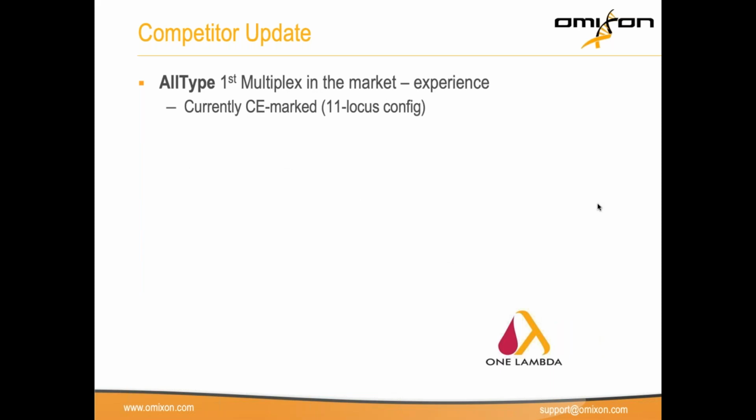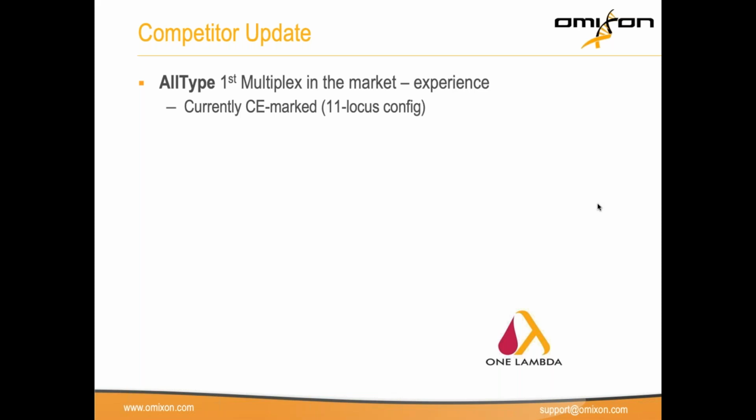Moving on to One Lambda. OmniType was the very first multiplex product in the market, which means that the company has a lot of experience with it. They have received a lot of feedback from the market, and they are able to incorporate that into any subsequent products. We all know that there has been quite a bit of success in various geographic locations with this product as well.